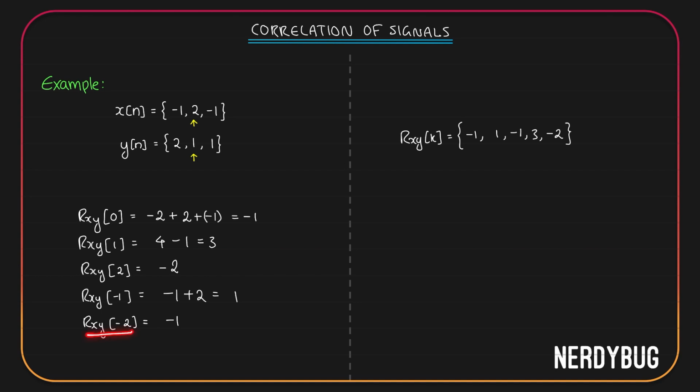I took Rxy[-2] towards the left, then Rxy[-1], then Rxy[0], Rxy[1], and Rxy[2]. So the zeroth term is this -1. Also, we can see that the highest number we got is +3 over here, and that corresponds to one shift towards the right. Let us see what happened when we shifted y[n] 1 unit towards the right.